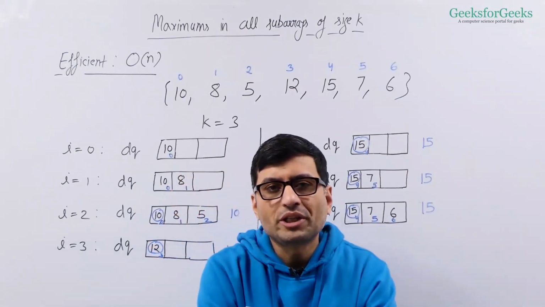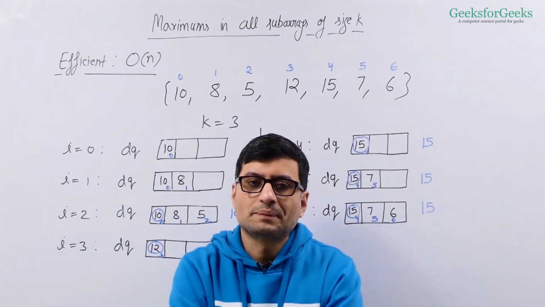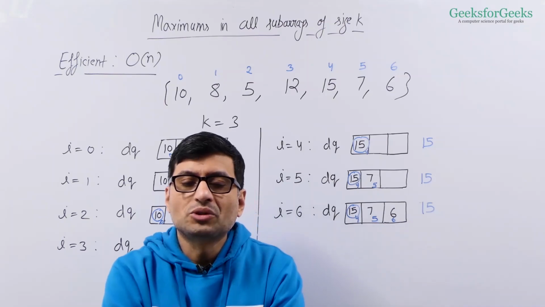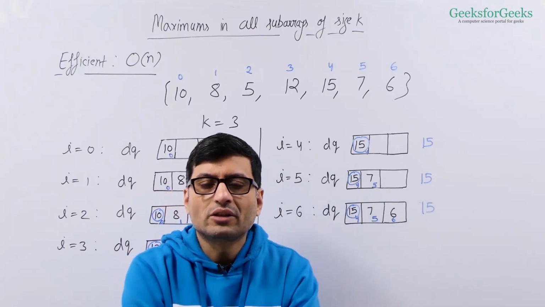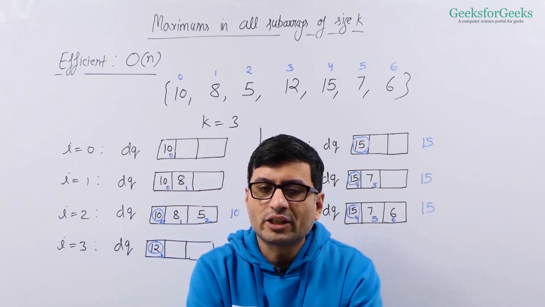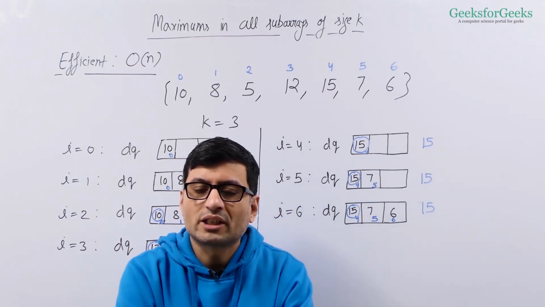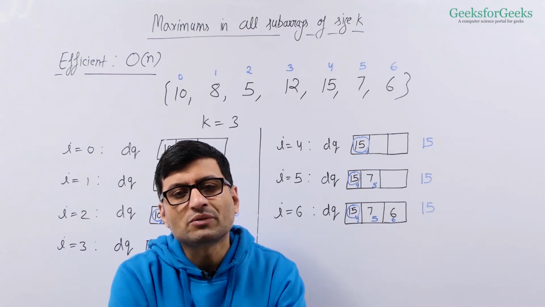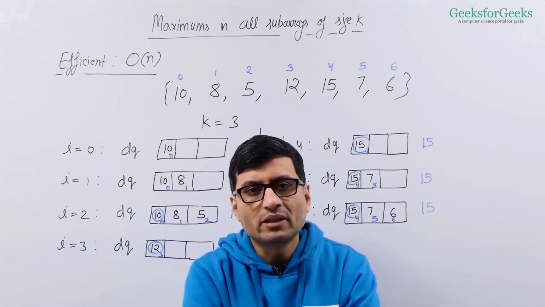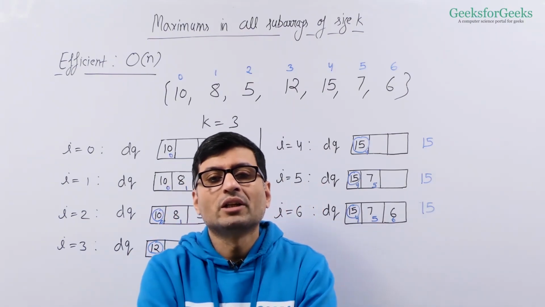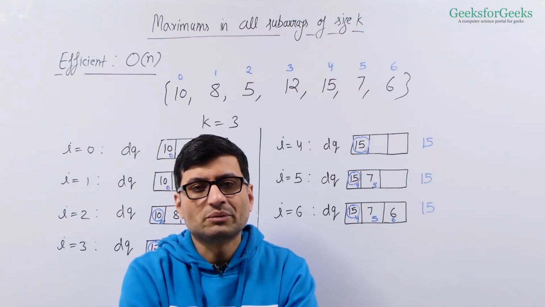Let us now talk about the efficient solution to solve this problem. The idea is to use a DQ data structure. DQ stands for doubly ended queue. It allows you to insert elements at both ends and delete elements from both ends. You can insert at the beginning, you can delete from the beginning, you can insert at the end, and you can delete from the end.